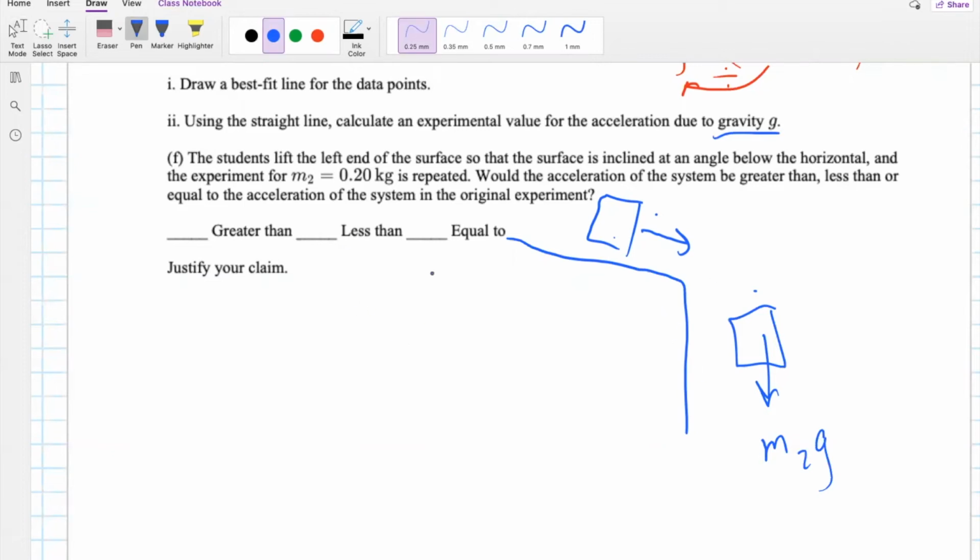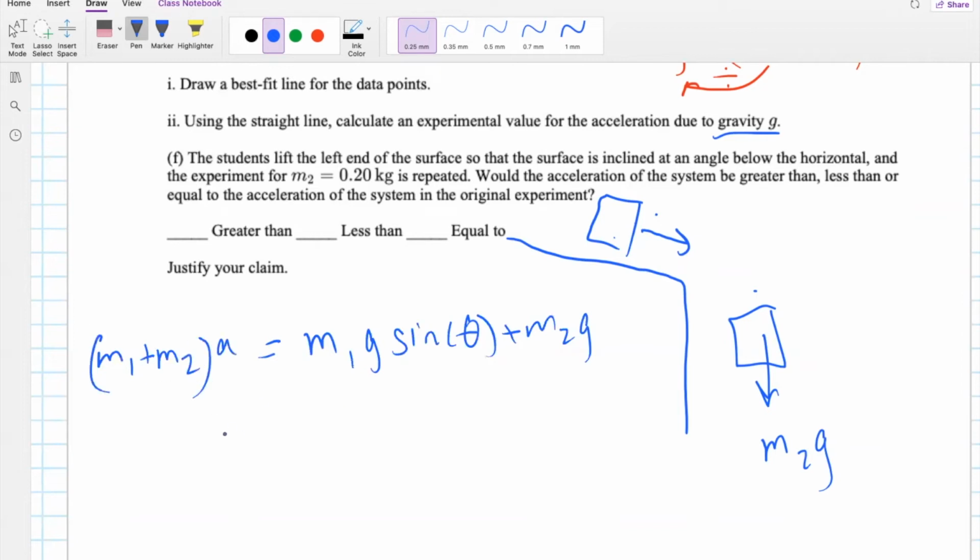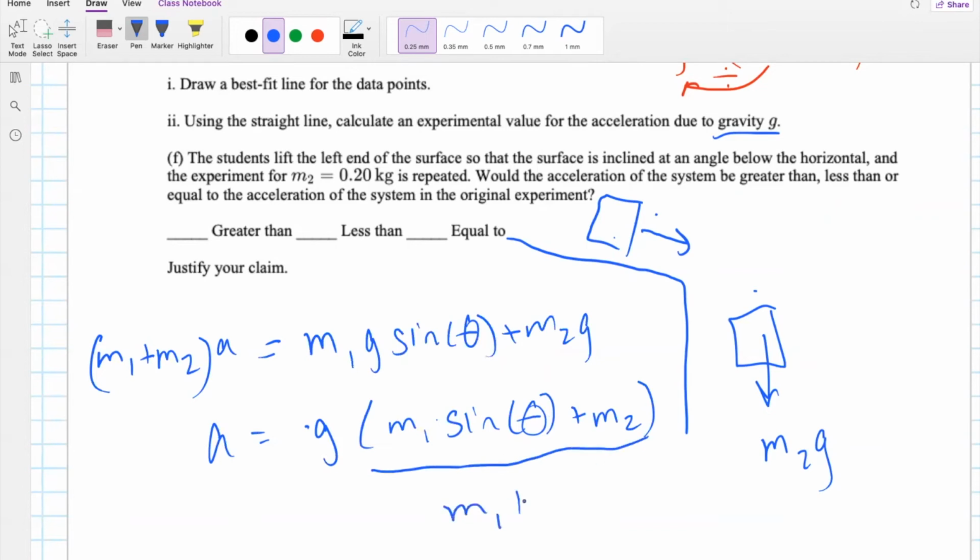As a matter of fact, we can even try to write it as m1g sine theta plus m2g. Those are the external forces on the system acting in the direction of acceleration, equals m1 plus m2 times a. And so we get that the acceleration is going to be g times m1 sine theta plus m2, all over m1 plus m2.